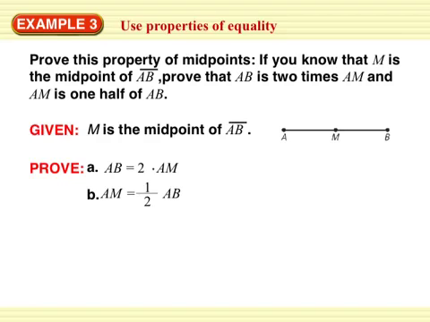Example 3. Using properties of equality. Prove this property of midpoints. If you know that M is the midpoint of segment AB, prove that AB is 2 times AM and AM is 1/2 of AB. So we have a given: M is the midpoint of AB. And we're proving 2 things: AB is equal to 2 times AM, and AM is equal to 1/2 AB. Okay, get all that written down and then turn the page, or keep playing because I need to write it all on the next slide.